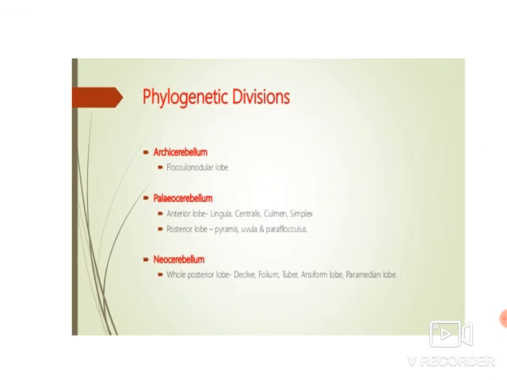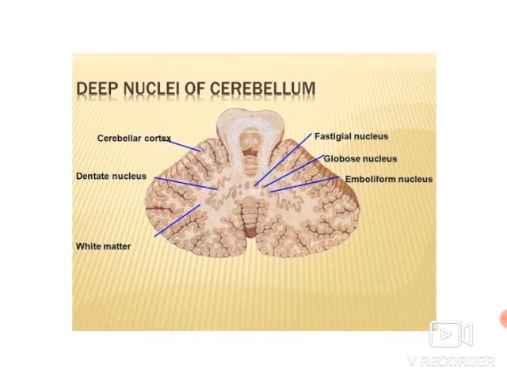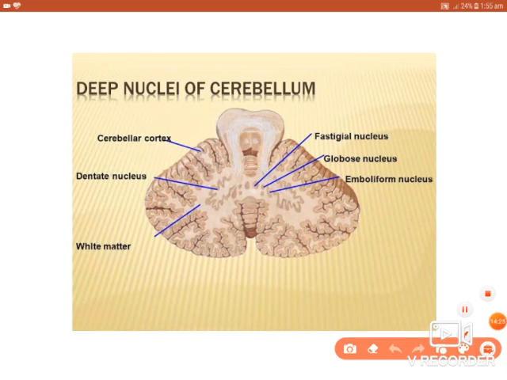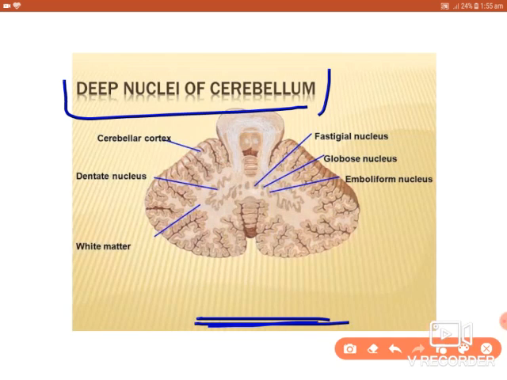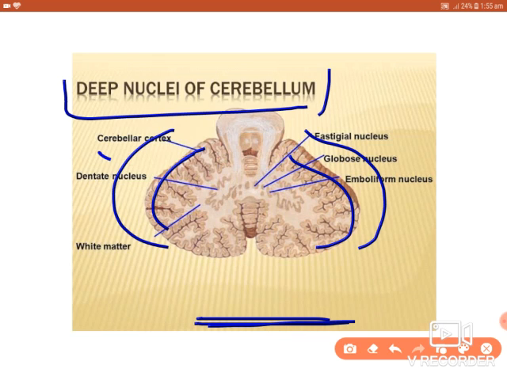Then here we already explained. Then coming to this nuclei of this cerebellum. So when we take a horizontal section through this horizontal fissure, you can see there is the inner of the cerebellum. This is the outer here, this is the grey matter which forms the cerebellar cortex. Then inner here, this is the white matter.